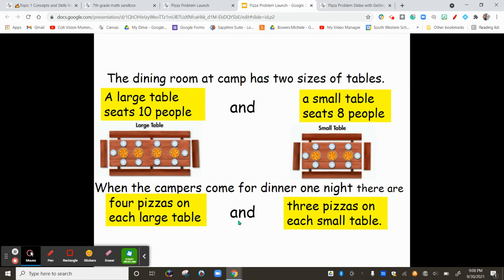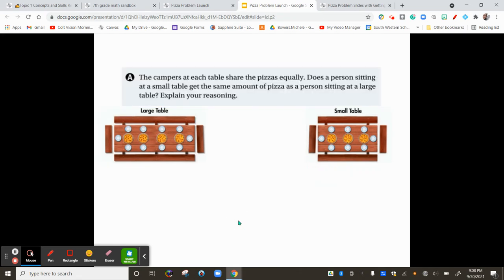So the large table has more people and they have more pizza, and the small table has less people and they have less pizza. The question is, do you get the same amount of pizza no matter which table you choose? So, does a person sitting at the small table get the same amount of pizza as a person sitting at a large table? And what I need you to imagine for this problem is that you can't have any leftovers, and everyone at the table gets the exact same amount. So you have to share everything equally.